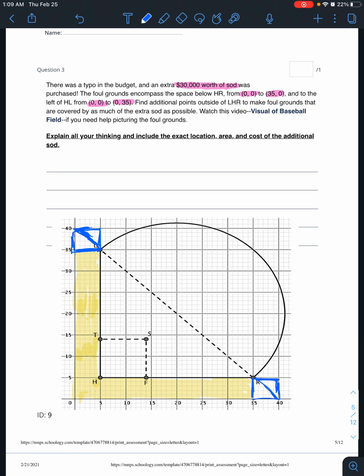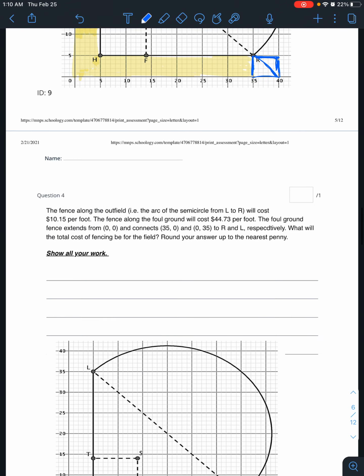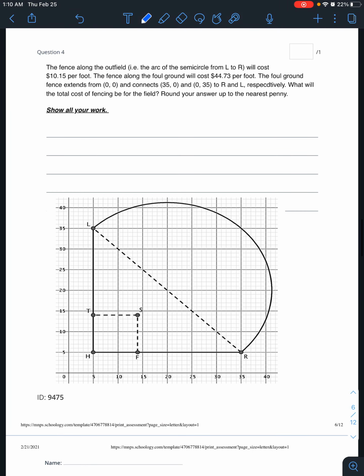So that was a little confusing. Sorry. It wasn't meant to be that way. I promise next year, if you come to my classroom and see this problem, we will definitely type this up a little differently. Our next question is number 4. Number 4 is talking about fencing. So just remember with fencing, you have to think about circumference for this circle.